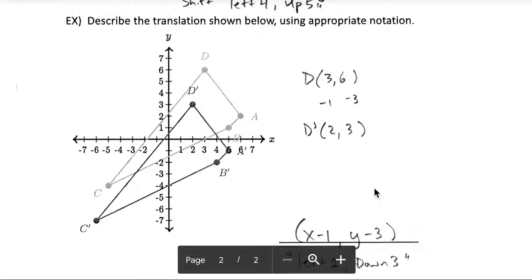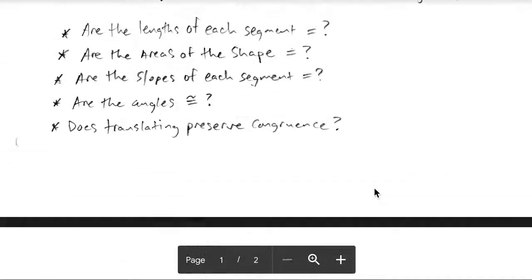So there's how we translate between points or identify translations. Good luck practicing.